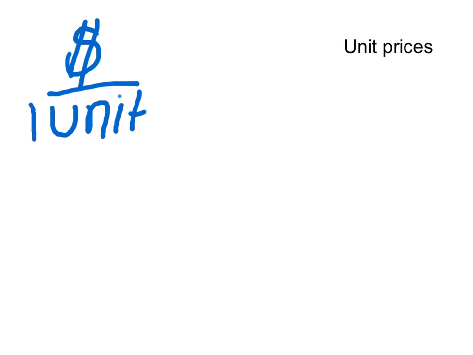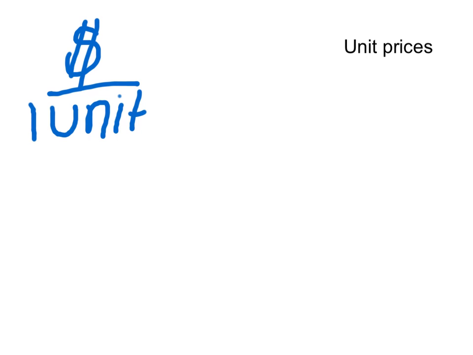The last thing I want to really talk to you about is unit prices. And so this is a particular kind of unit rate. Kind of makes sense, right? So a unit price is a ratio that is a rate, so it's two different measures, and it is per one single unit. So what this is, dollars per unit, okay, per one unit.